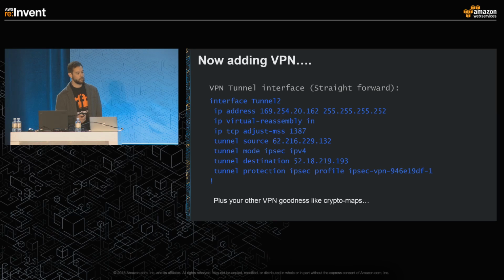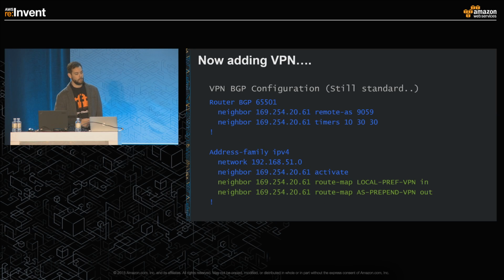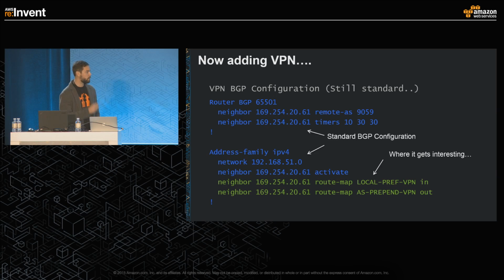All right, so we've got our 2 tunnel interfaces. Now we've got our standard BGP configuration. And you'll notice here, we've also got a local pref VPN in and an AS path prepend VPN out. So I've created 2 new route maps. I could have probably matched on IP addresses, or I could have probably made things a little bit more streamlined, but I've chosen to have 2 different route maps here.